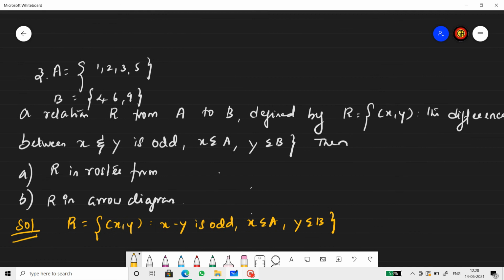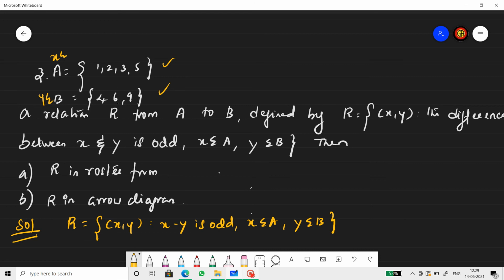X belongs to this set and y belongs to this set. So when I choose two numbers between these two sets, if I'm choosing an odd number here, I should pair that with an even number here, because 1 minus 4 is minus 3. Ignore the sign, it's an odd number. Otherwise also it's odd. 1 paired with 6, odd, 1 minus 6. 1 minus 9 is even. So I'm not going to take 1 and 9, because the relationship here is that the difference between them must be odd, isn't it?